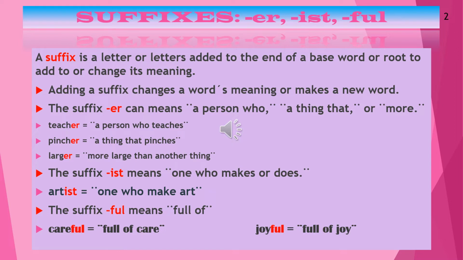The suffix ist means one who makes or does. Remember, the suffix ist means one who makes or does. Artists have the suffix ist. That's why the word artist, ist, is in red. One who makes art.